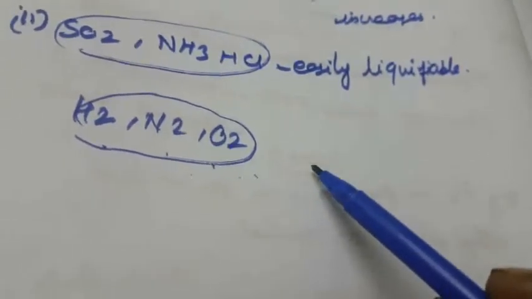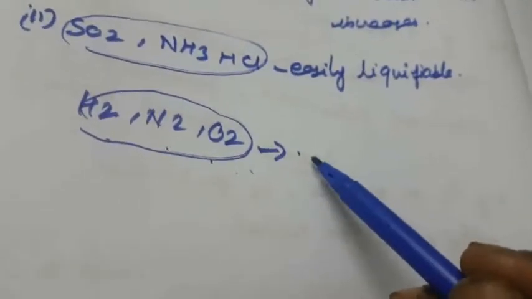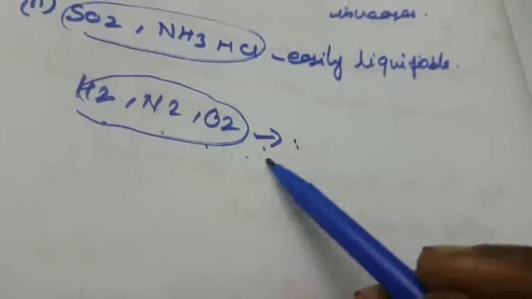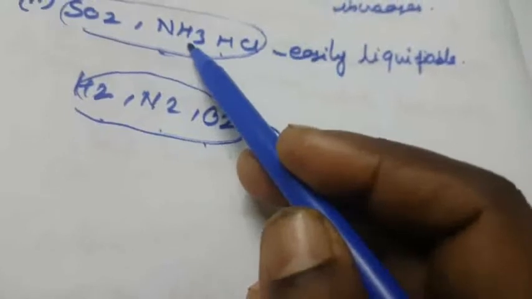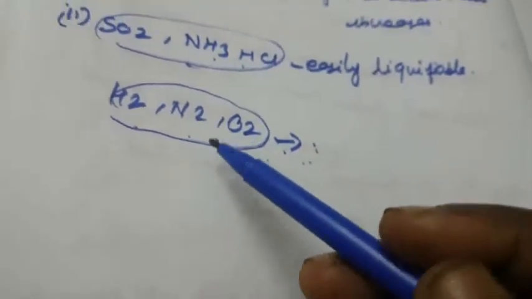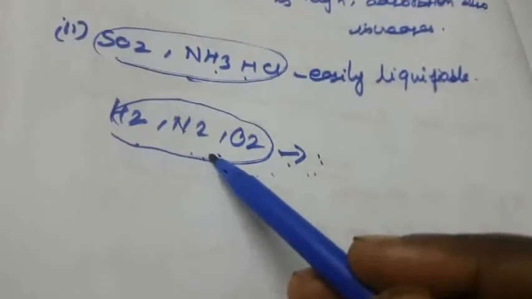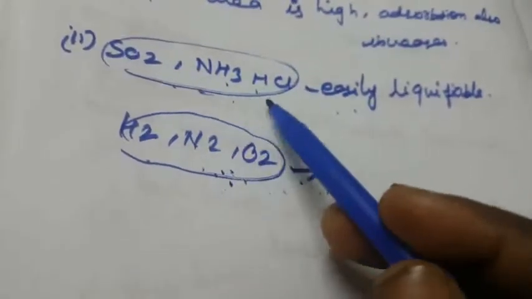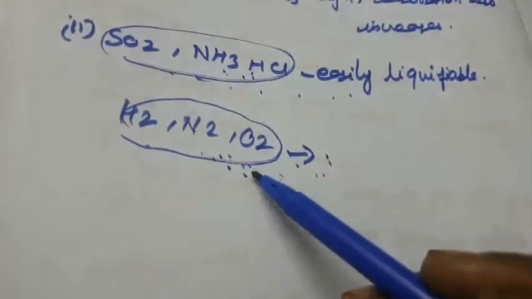These permanent gases have low critical temperature and are adsorbed slowly. The high critical temperature means adsorbed readily. So the easily liquefied gases have high critical temperature, but here the temperature is low. What is meant by critical temperature? The critical temperature is the temperature at which the gases will be liquefied. So SO2, NH3, HCl are easily liquefiable, with higher critical temperature, and are adsorbed easily. But those with low critical temperature are not adsorbed readily.